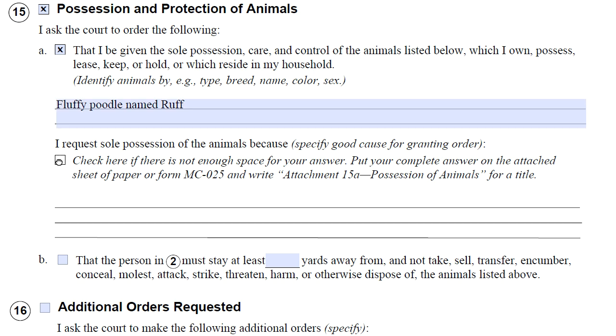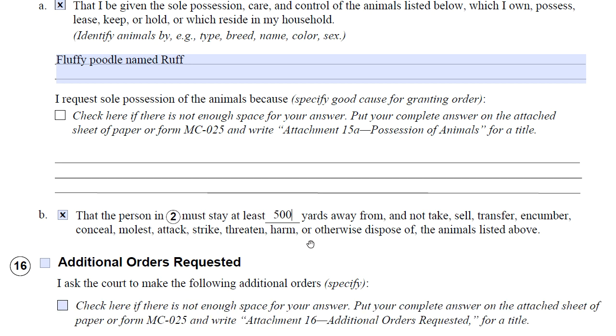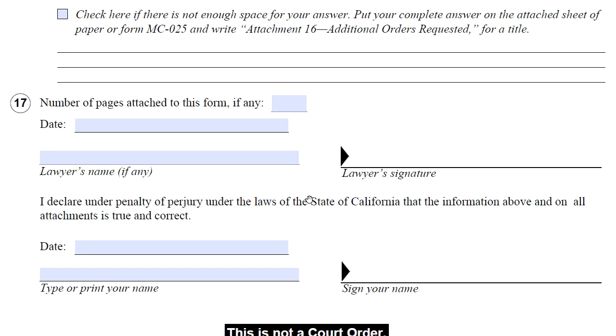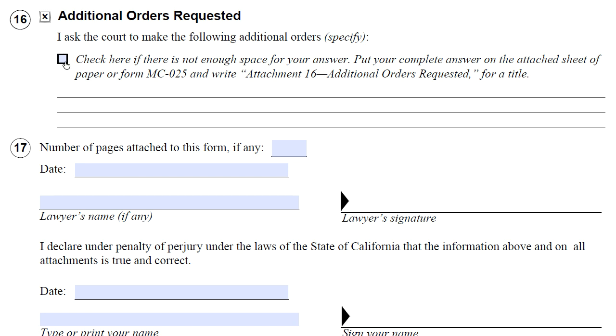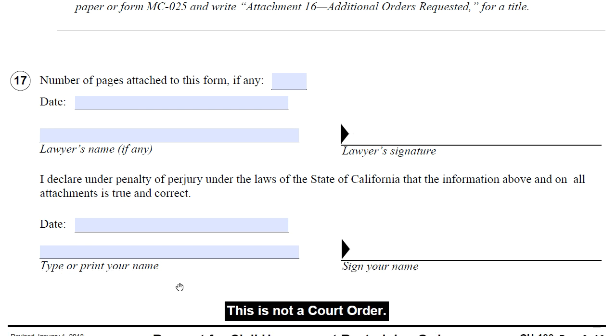You do have to explain under this paragraph why you should be given possession of the dog, or on the other hand, why the other person should be allowed or required to stay away from your dog or animal, whatever the case may be. Finally, under additional orders requested, if you would like the court to order or stop the other party from doing any other thing that isn't already covered, you can write that in here. Otherwise, your name goes here and then sign.